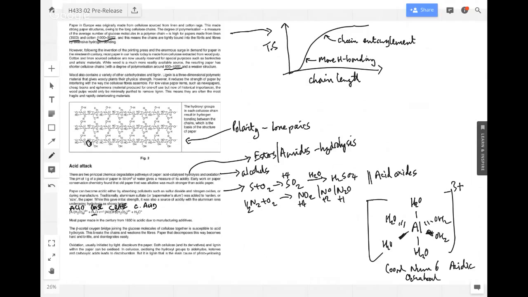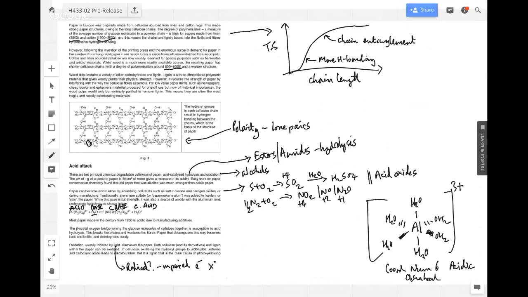Oxidation is usually initiated by light. So if it's initiated by light, that could suggest it's a radical reaction. And there's some radicals later on as well. So what is a radical? It's something with an unpaired electron, represented with a little dot like that. So there's a bit of radical chemistry going on there.